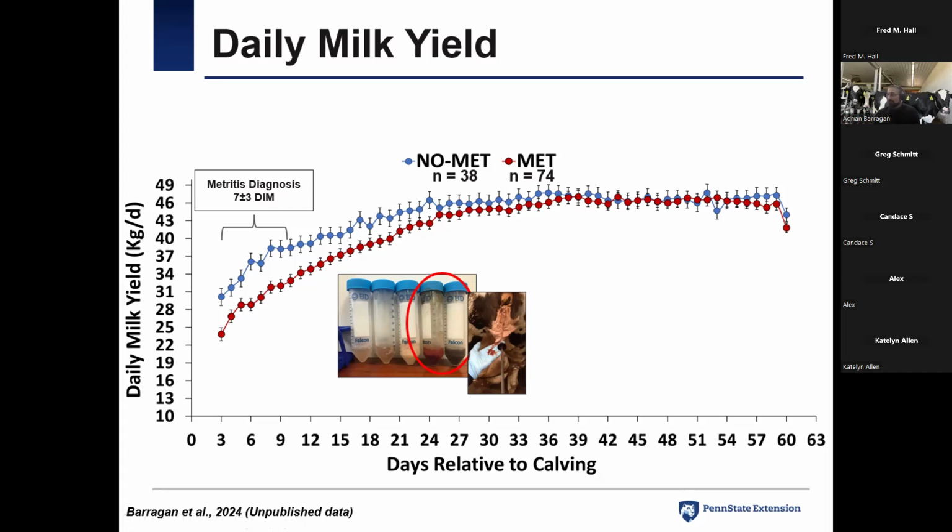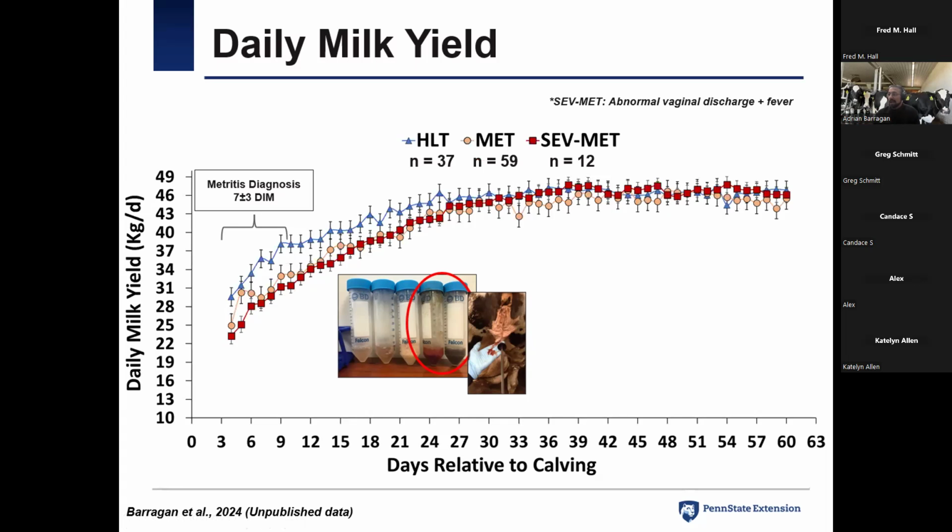But then I went on and split this data into cows that have normal metritis or severe metritis, which was abnormal vaginal discharge and fever. And surprisingly to me, fever didn't change much the negative effect on milk, okay? So it didn't really matter in this cohort if the cows had fever or not, the milk drop was about the same, okay?